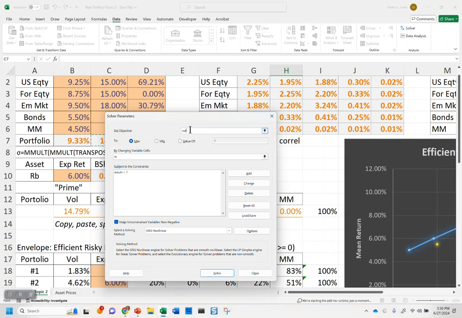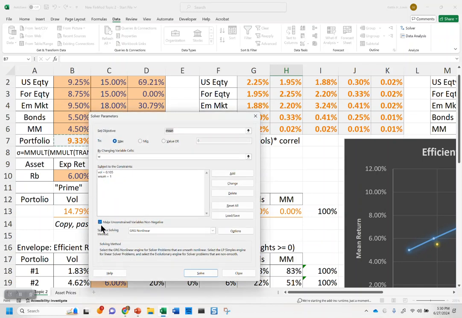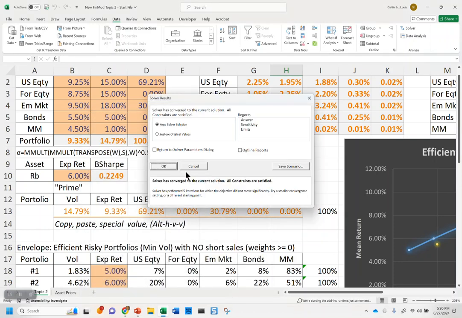All right, good. But that's important. We're trying to get the best 10.5 vol portfolio. So what we want to do is maximize the portfolio mean by changing the weights and add a constraint that vol is equal to 10.5, so 0.105. We're going to constrain ourselves to no short sales in this example and hit solve.